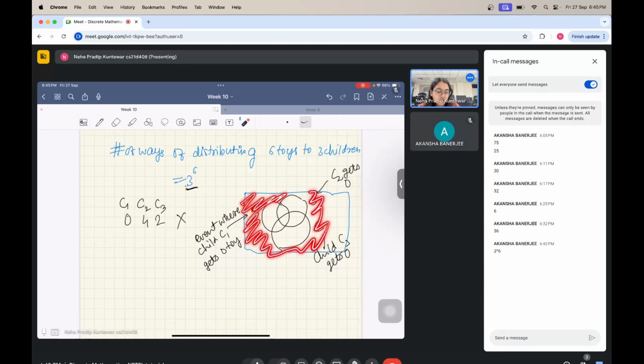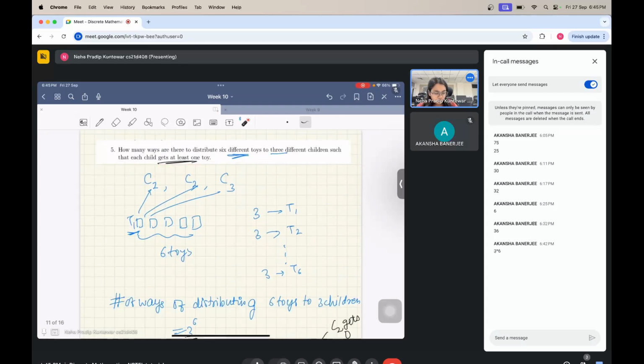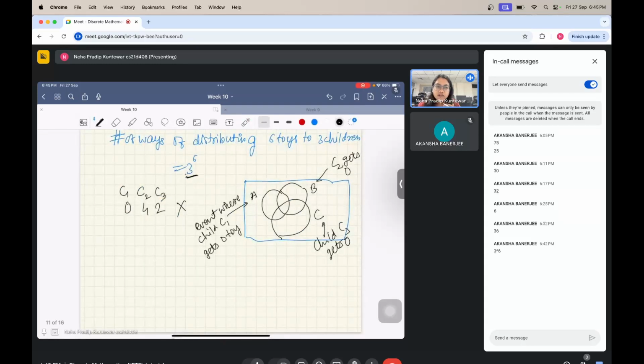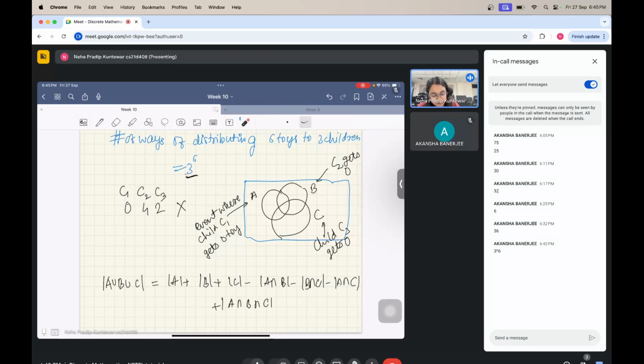Again, like we said earlier, what we're interested in finding is this area that is outside the 3 sets, because that would mean that every child gets at least a toy, and that is exactly what we want to find here. So we will use the same formula that we have been using so far. Once we get this sum, we will subtract it from this value, and that will give us the shaded area.